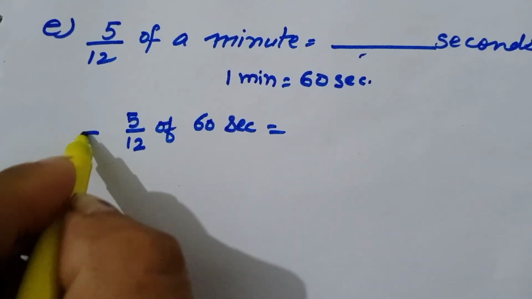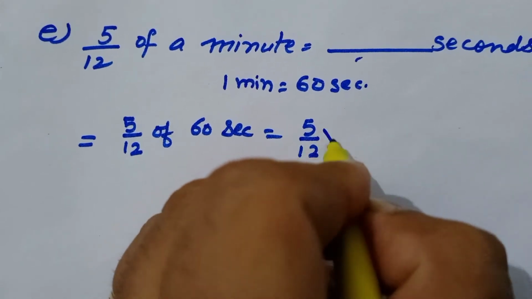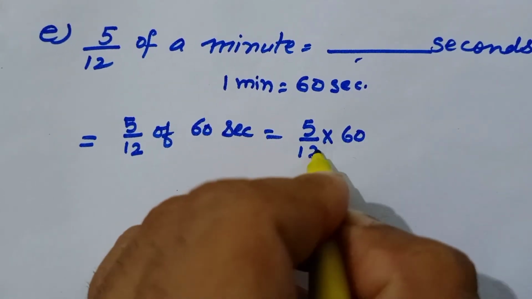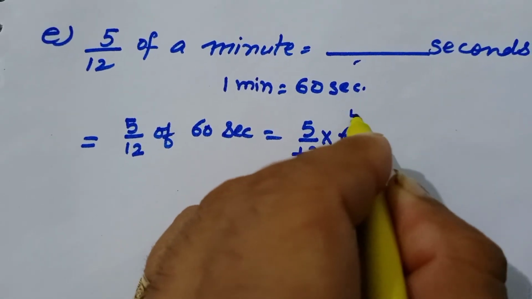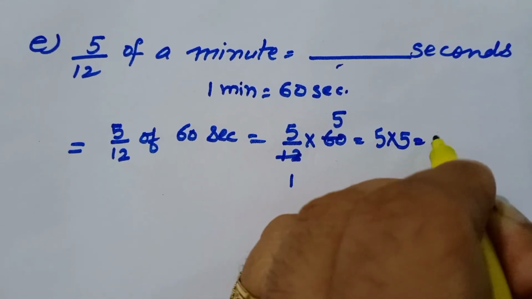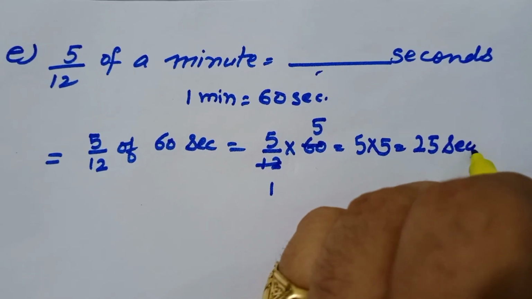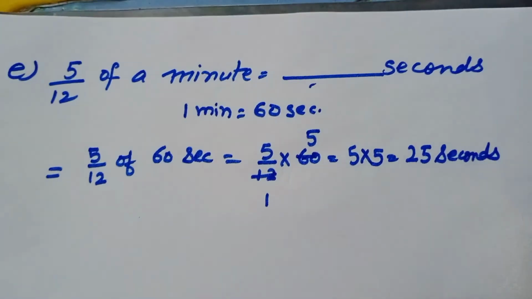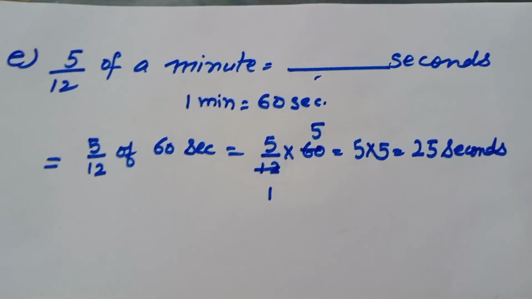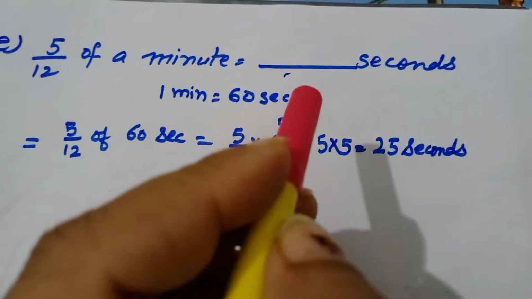That will be equal to 5 by 12 into 60. 12 times 1, 12 times 5 is 60. So 5 into 5, that is 25 seconds. So our answer is 25 seconds.